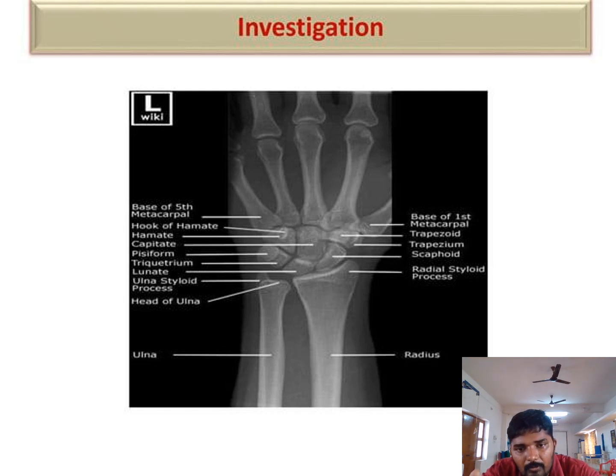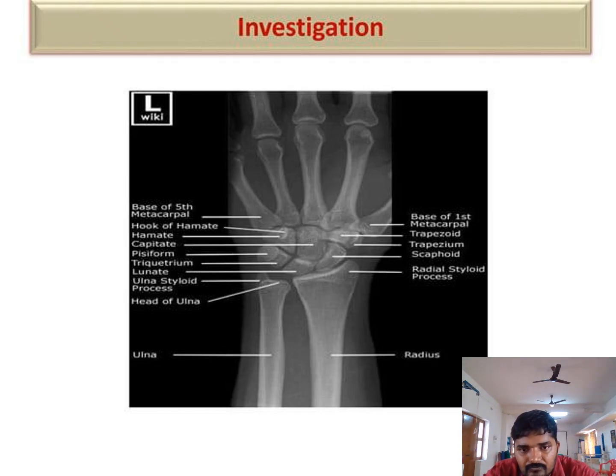Above the radial styloid process is the scaphoid bone. Above the scaphoid is the trapezium bone, and next to the trapezium is the trapezoid bone. Below the trapezium is the base of the first metacarpal. On the ulnar side, above the ulnar styloid process is the lunate. After the scaphoid comes the lunate, then the triquetral, and attached to the triquetral is the pisiform. Below it, in the distal row, is the hamate, then the hook of the hamate, then the base of the fifth metacarpal. These are the structures seen in the X-ray findings.